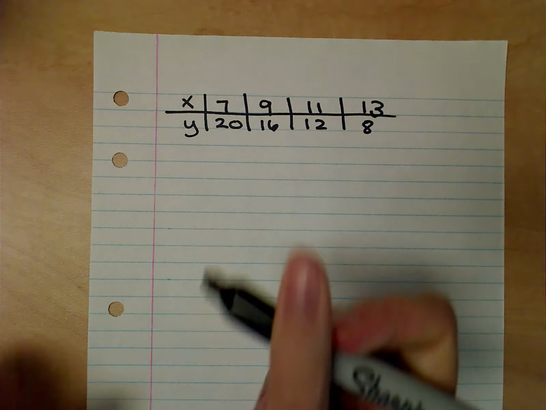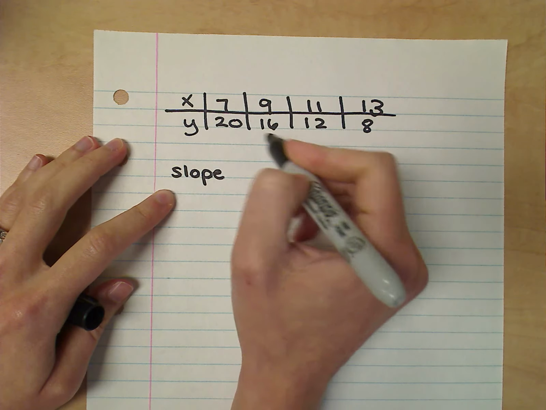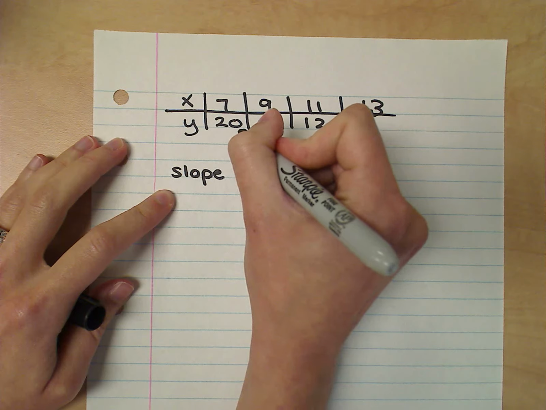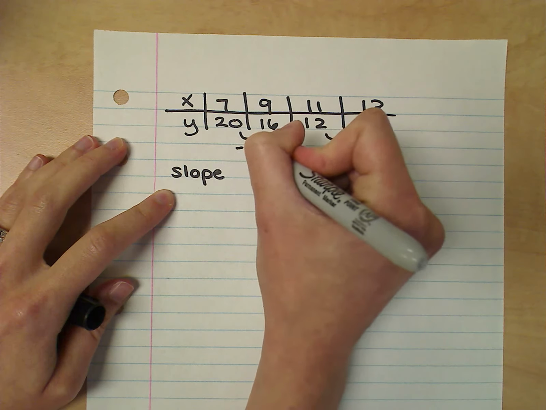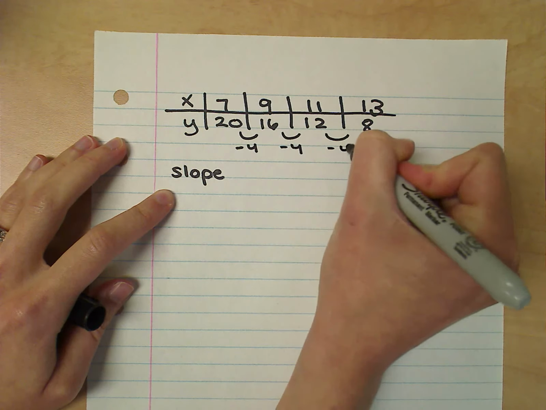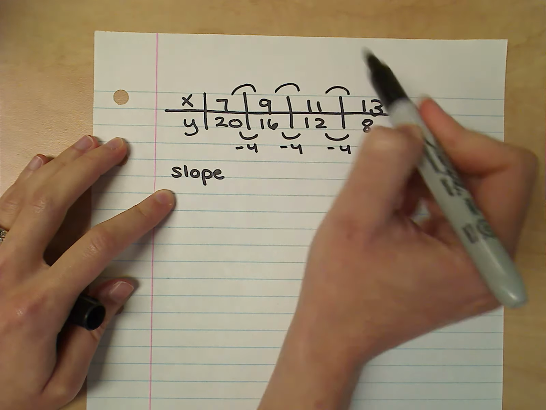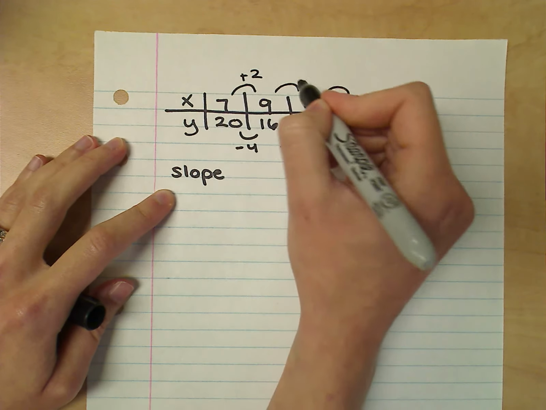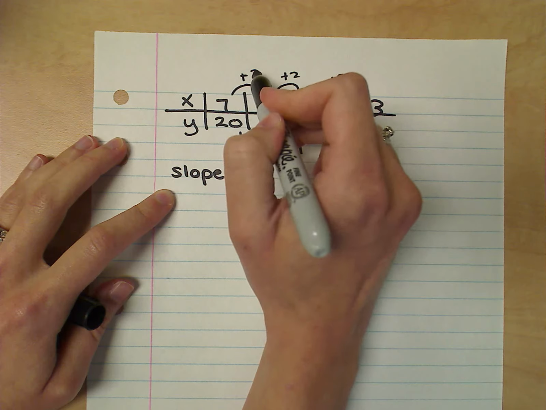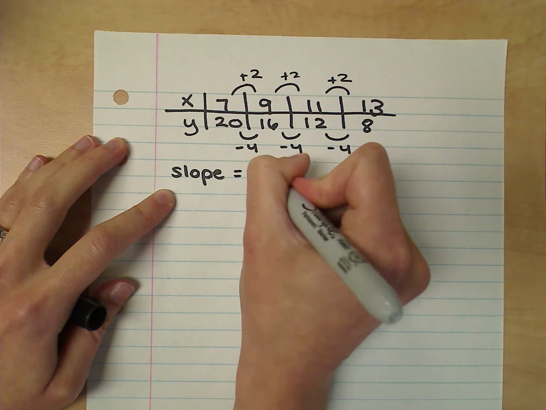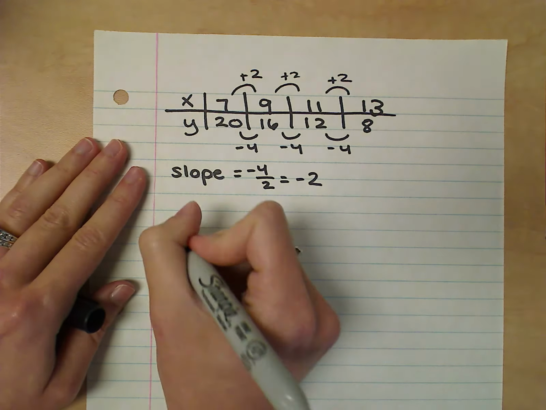So what I'm going to go ahead and do first is calculate my slope. And as we learned before, to get your slope, you take your differences in your y's and divide it by your differences in your x's. So my differences in y, well, every time I look here, I'm dropping 4. And now if I look at my x's, every time up here, I'm adding 2. So I'm going to do y divided by x, negative 4 divided by 2, ends up being negative 2. So I have a slope of negative 2.